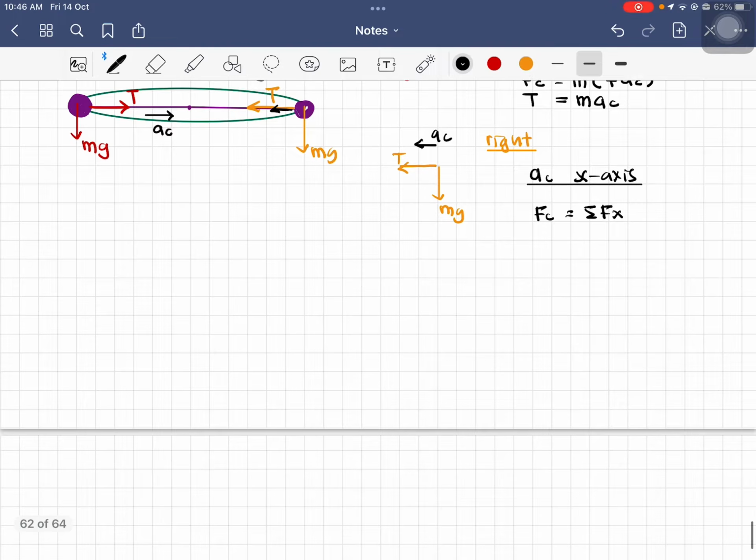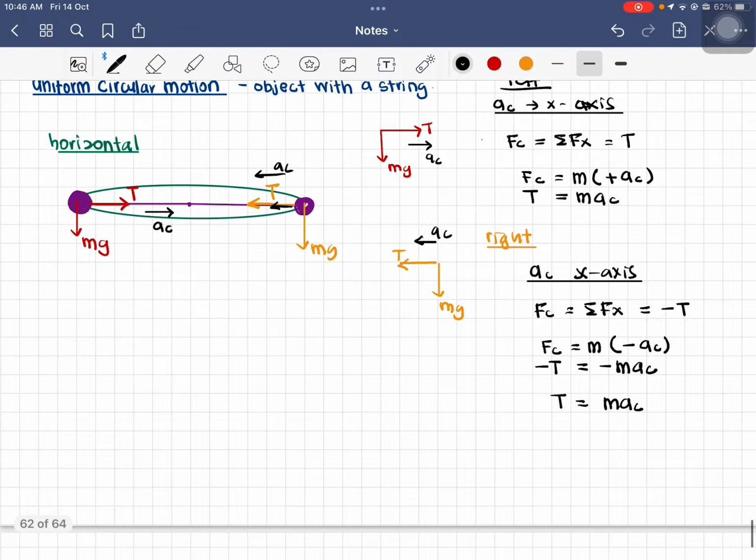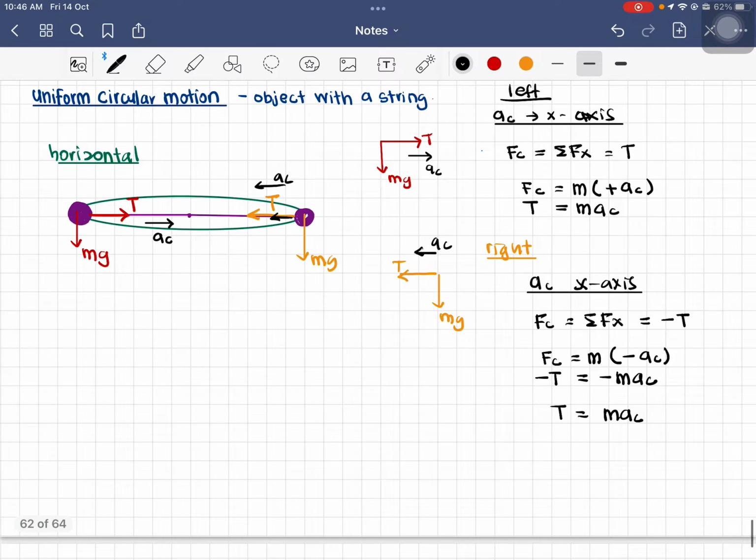Okay, summation of Fx. What happened here? Your summation Fx sekarang ni adalah negative T, sebab dia adalah ke kiri. So now FC awak is equal to M. So look at your AC. Your AC is negative, because it is to the left. What happened here? You will get negative T sama dengan negative MAC. Turn out it is equal to T equal to MAC. So for horizontal condition, wherever the string is, you will always get T equal to MAC.